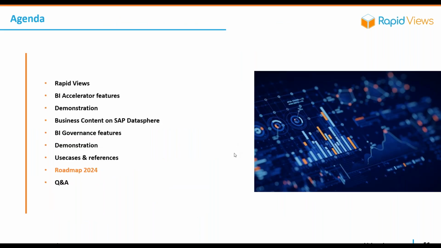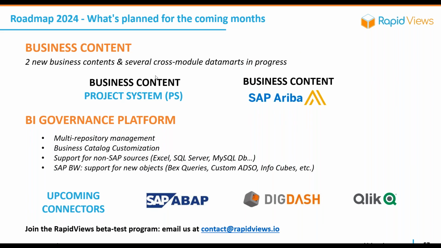That's it. Let's talk very quickly about our roadmap. We are working on 2 main new business contents, Project System PS and SAP Ariba. Plus, of course, we are all the time moving forward and improving our main business content modules and cross-module content. For the BI governance platform, we are working on a multi-repository management platform. We are working on the ability to modify and do some customization on our business catalog. We are going to be able to support non-SAP sources.